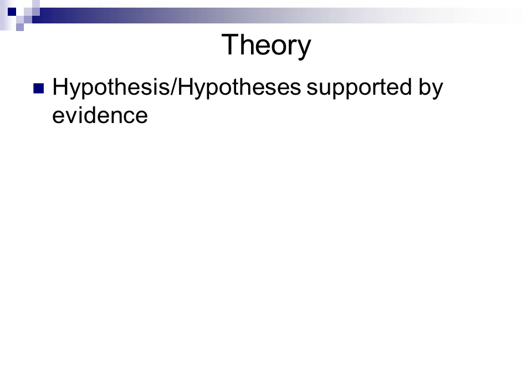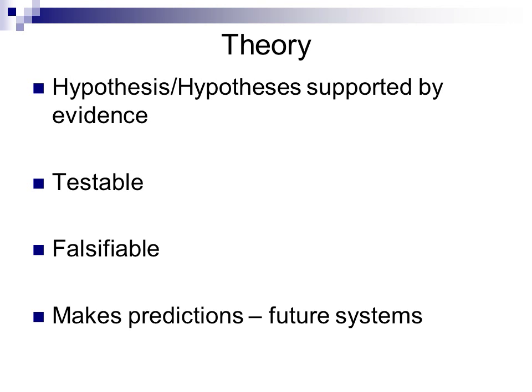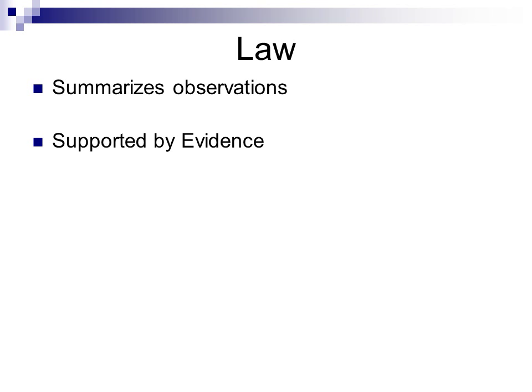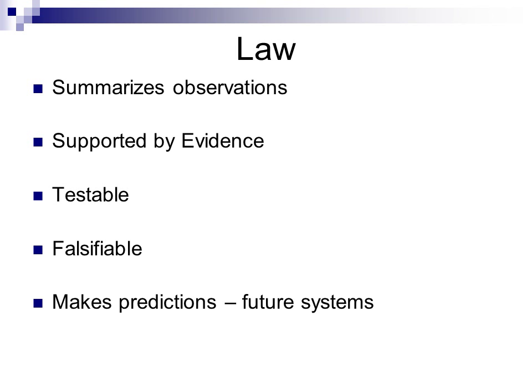Now, a theory in detail is just a hypothesis or a series of hypotheses that are supported by evidence. They must be testable and falsifiable just like a hypothesis, but more importantly, they must make predictions about future systems. A law will summarize observations. It is also supported by evidence like a theory, and is testable and falsifiable, but it makes predictions about future systems as well, but it does not explain, it simply summarizes.